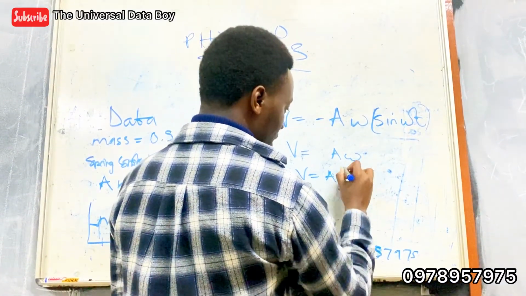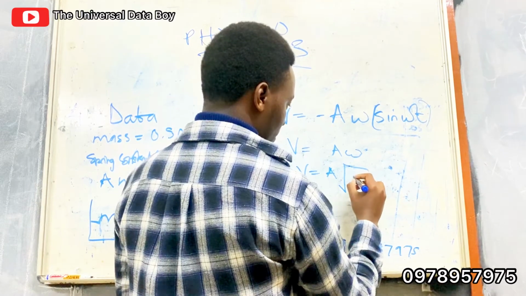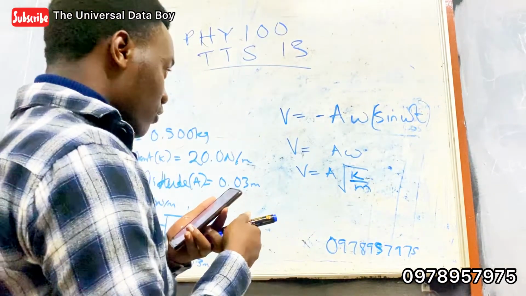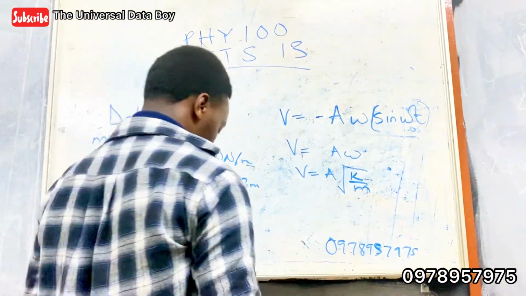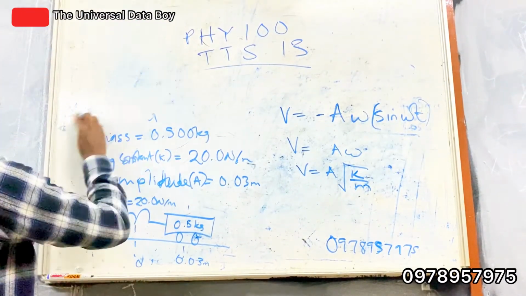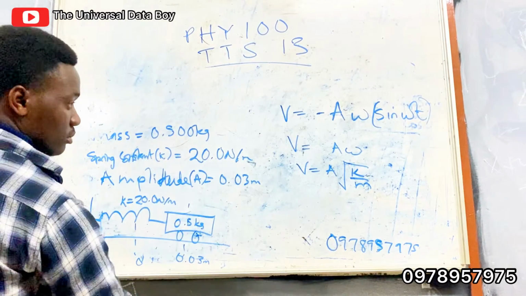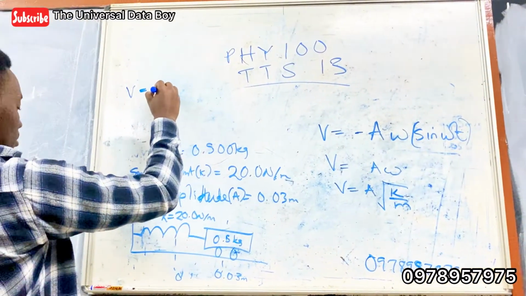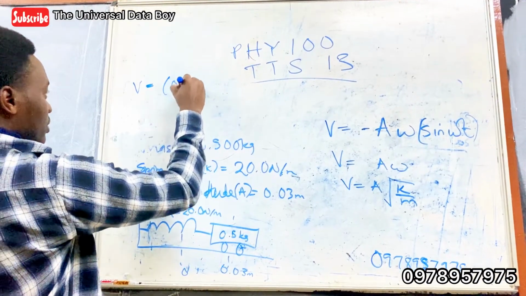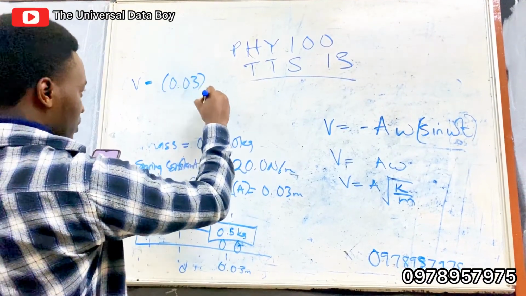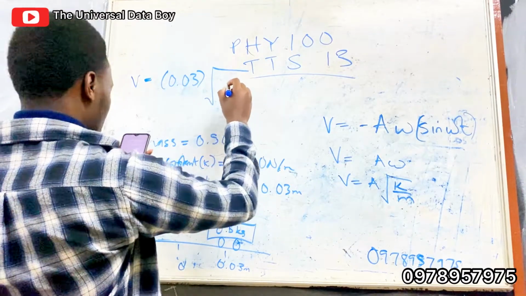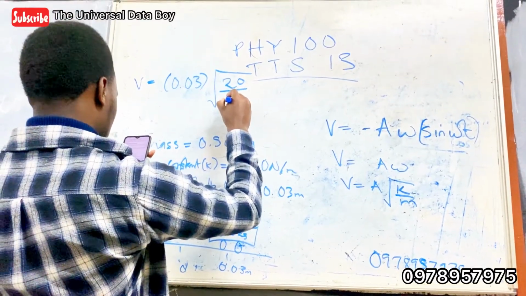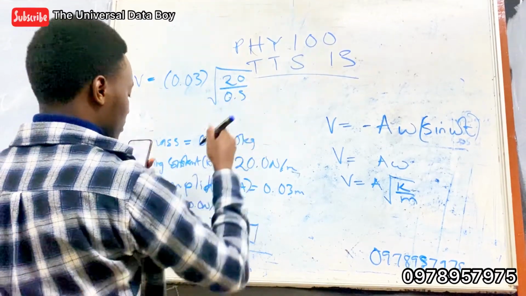Then omega is just equal to the square root of k over m. Now we've got our k, we've got our m, and we've got our A, so now we can plug them in. So v is equal to the amplitude 0.03, then k is 20, and the mass is 0.5.